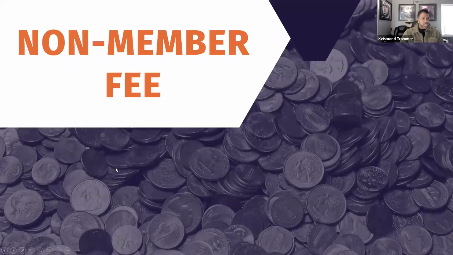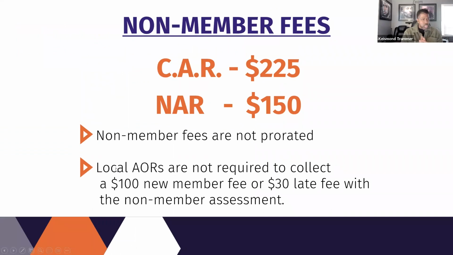All right, so let's talk about the non-member fee. I pretty much just covered it, but the non-member fee for C.A.R. is $225, and the non-member fee for NAR is $150. The non-member fees are not prorated. Oops, that's incorrect, it says $30 late fee, but that should say $50 late fee with the non-member assessment.